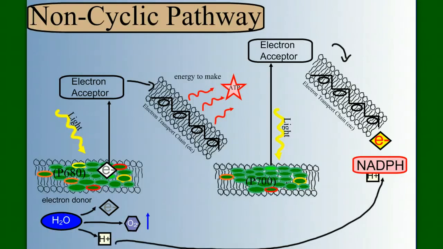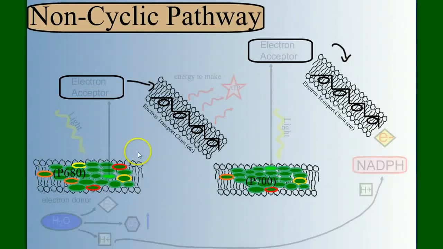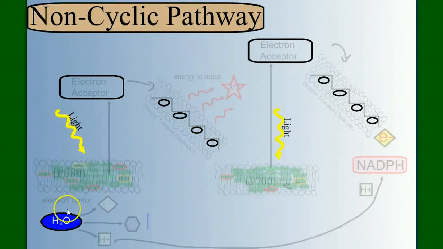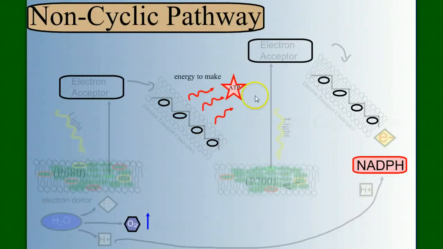So what's the machinery involved in the non-cyclic pathway? We need photosystem 2 and photosystem 1 and 2 electron transport chains. What goes into the non-cyclic pathway? Well, we need light and water as our reactants, and we produce ATP, NADPH, and oxygen.